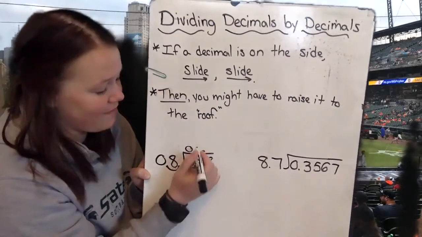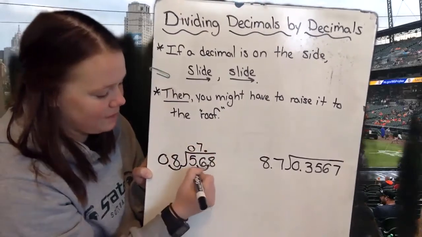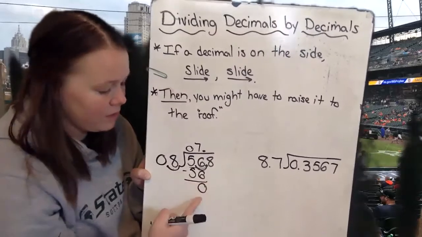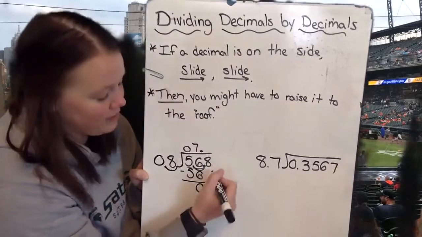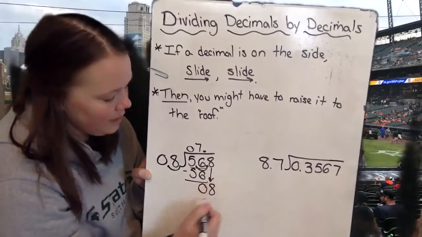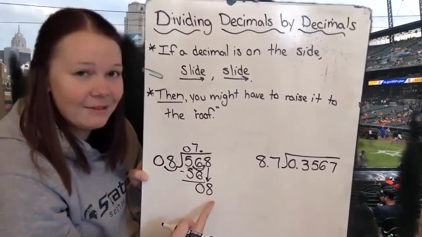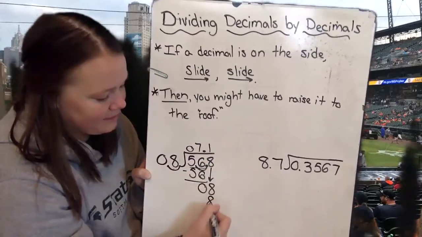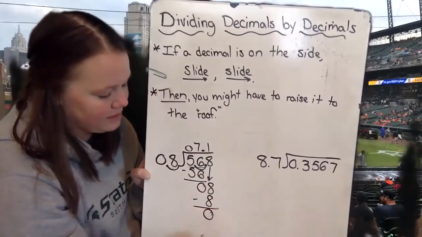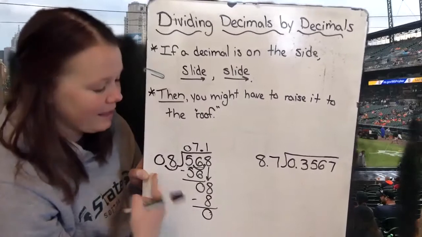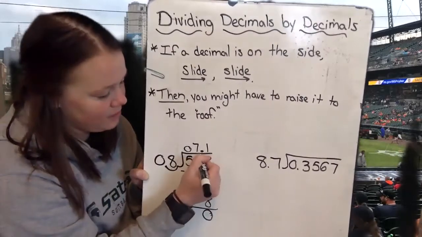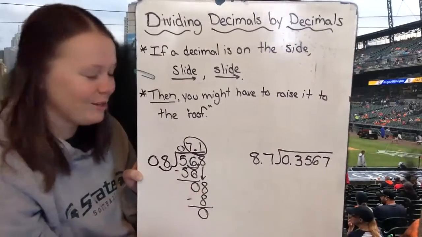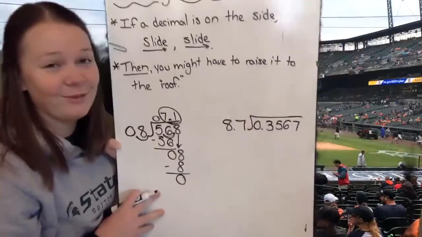Well, it can go in 7 times because 8 times 7 is 56. We subtract and we're left with 0. 0 is less than 8, so that means we can bring down the 8. Okay, how many times can 8 go into 8? Well, it can go in 1 time. So 8 times 1 is 8. Subtract, and we're left with 0. Is 0 less than 8? Yep, nothing else to bring down, so there's our answer right there, 7 and 1/10. Okay, so sometimes your answer will have a decimal because you had to raise it to the roof.